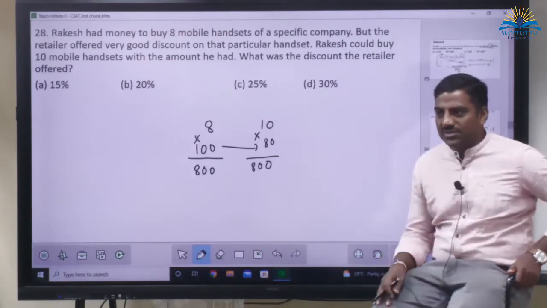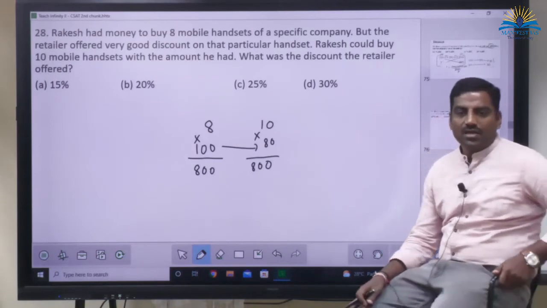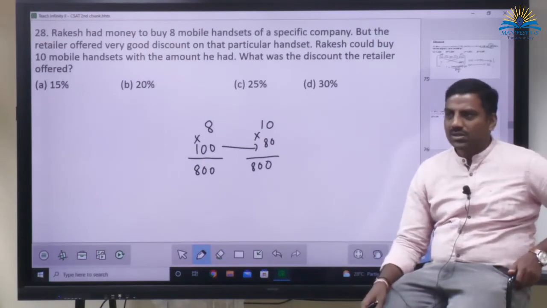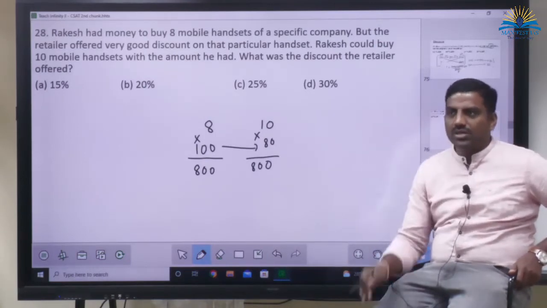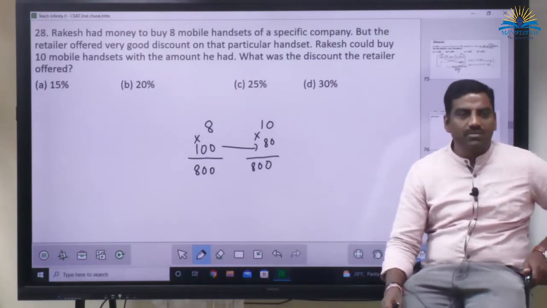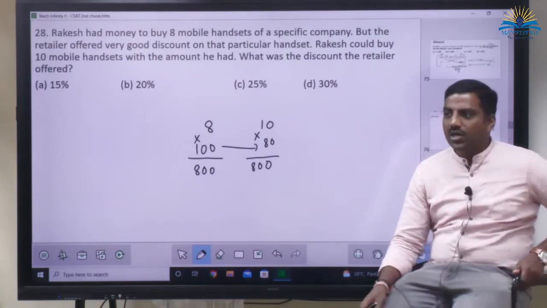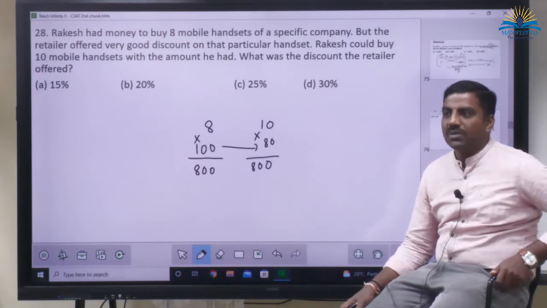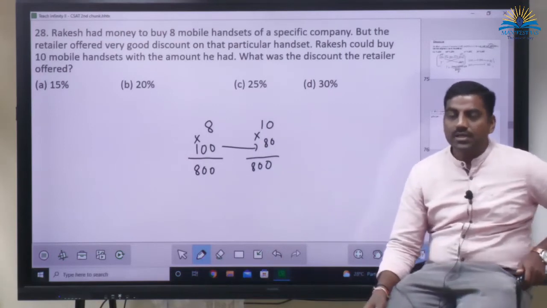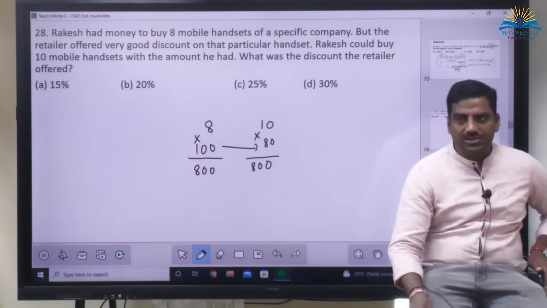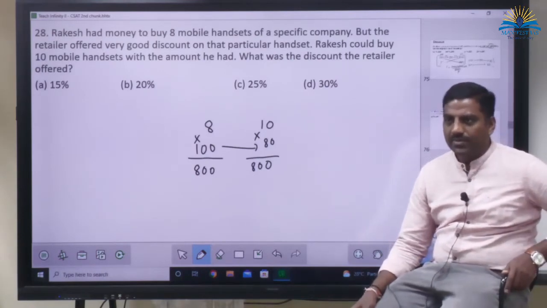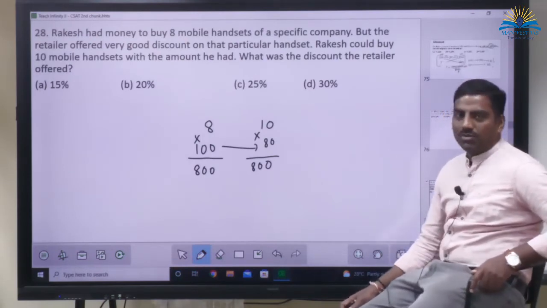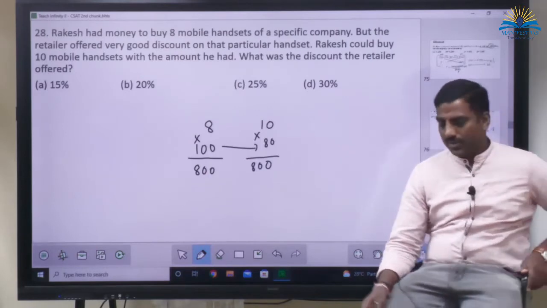100 rupees is actually the market price, but it is being given at 80. So why did I assume 100? Just for ease of the problem. Let's say he had the mindset that the handset will cost him 100 rupees. So 8 handsets, 800 rupees is the plan. But the shopkeeper told, I'll give you a discount, so you can purchase 10 in total. That means the selling price of each handset is 80 rupees. Earlier the market price was 100. Now the selling price is 80. So 20% discount. Done? Any problem? No, right? Yeah.